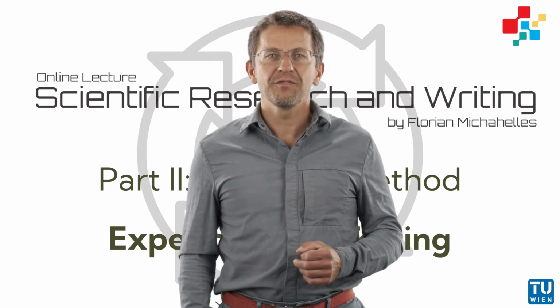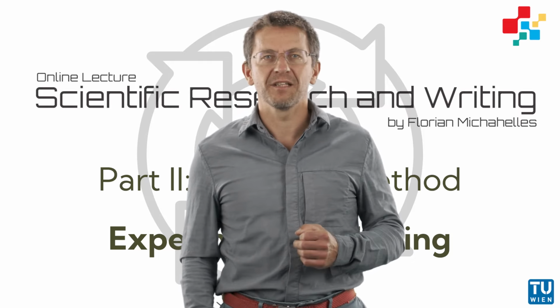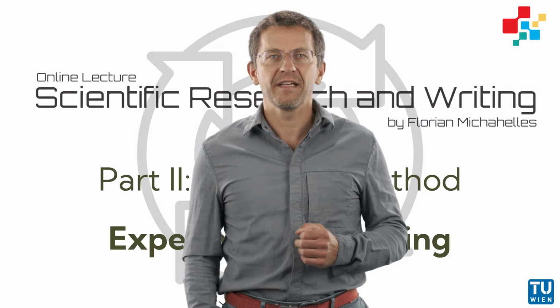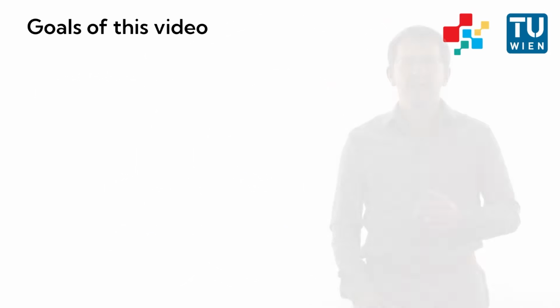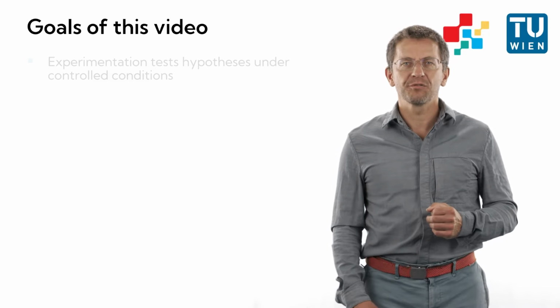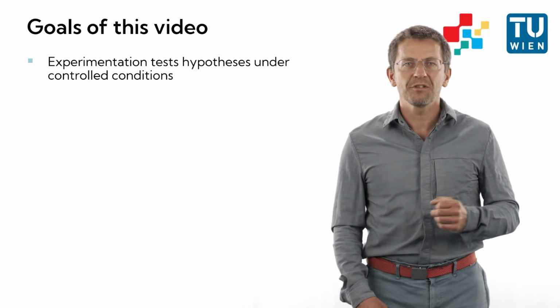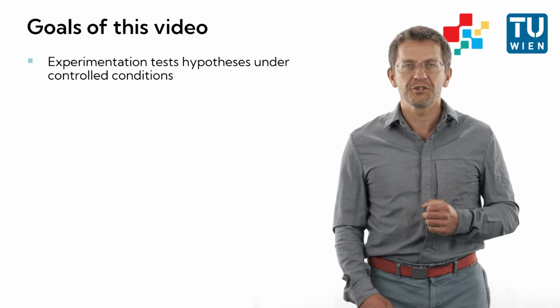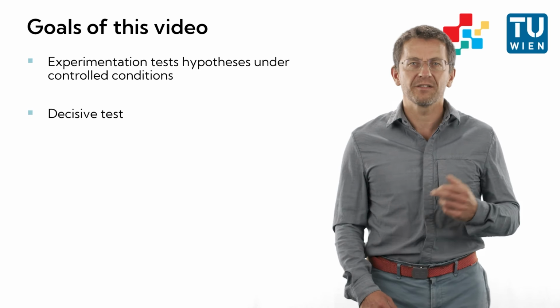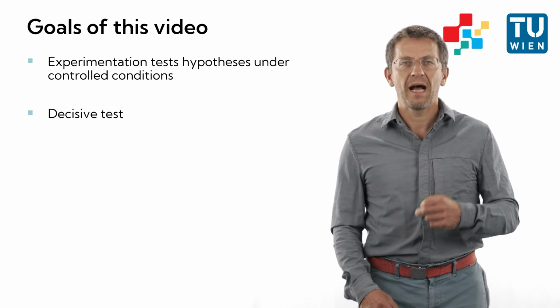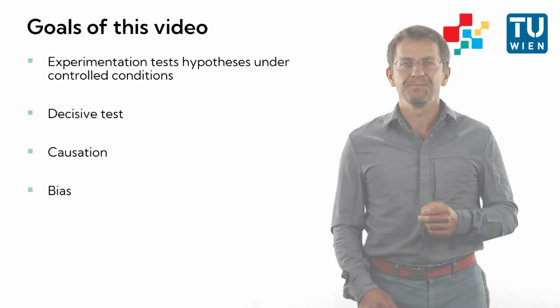Welcome. In this video, we look at experiments and testing, the tools we use to validate ideas and solutions. Experimentation is the backbone of scientific testing. It allows us to test hypotheses under controlled conditions. To do this effectively, we rely on key concepts like decisive test, causation, underlying process, and bias.